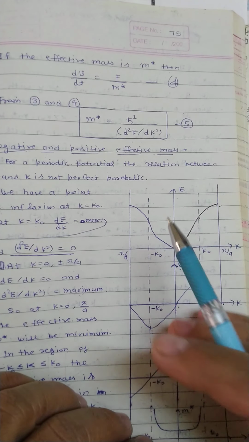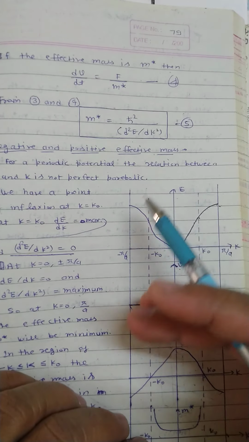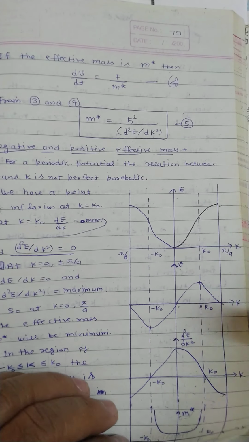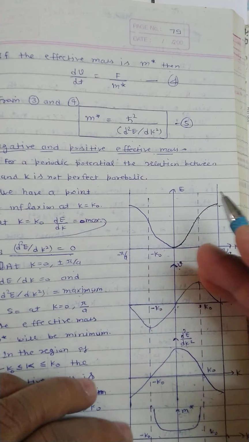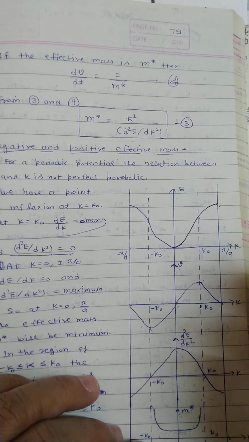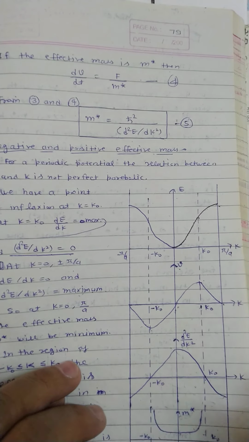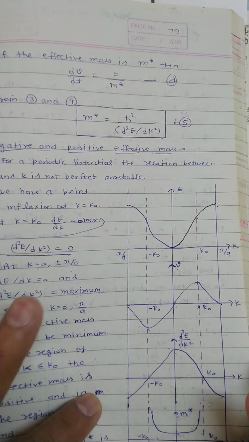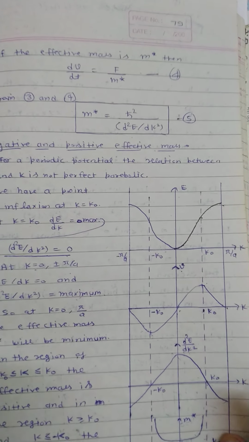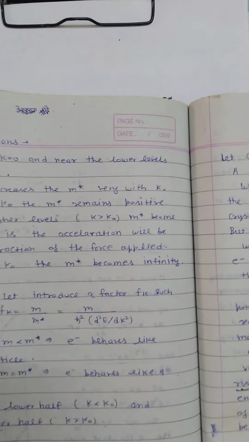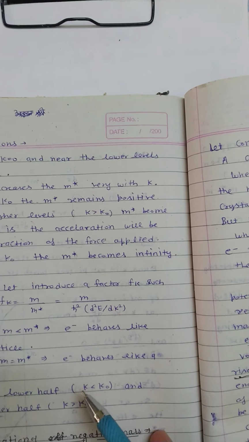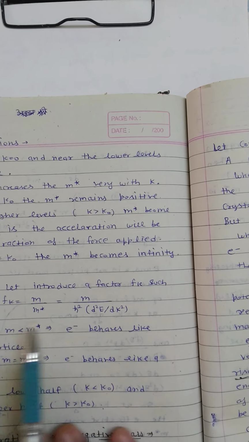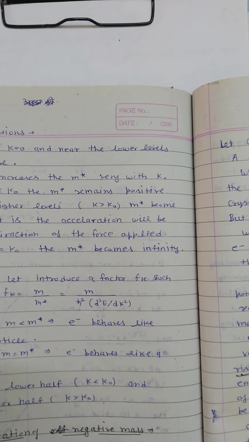Our main emphasis in the next lecture will be the origin of this negative effective mass, because we all know in normal mechanics mass is always positive for all particles. What is the physical significance of this negative mass, I will tell you in the next lecture. We will discuss all these points and we will define a few more parameters.